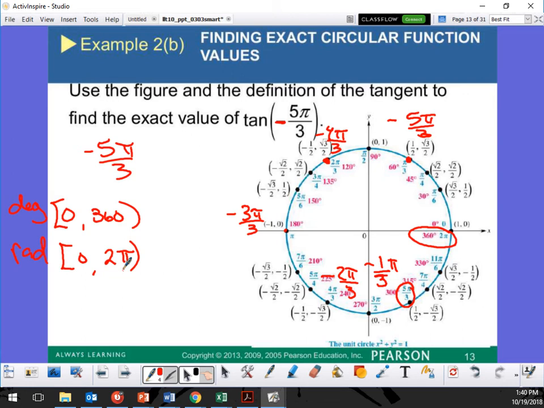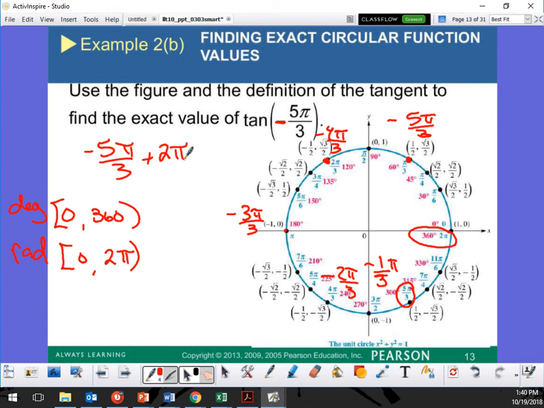So this is a different way of doing this. You don't have to work with the negative. You don't have to count backwards. You could find a coterminal. So this is a negative, so it's not enough, right? If it's not enough, pay attention up here, what do I have to do? I have to add. In this case, I'm adding how much? 2 pi. So I'm adding 2 pi.